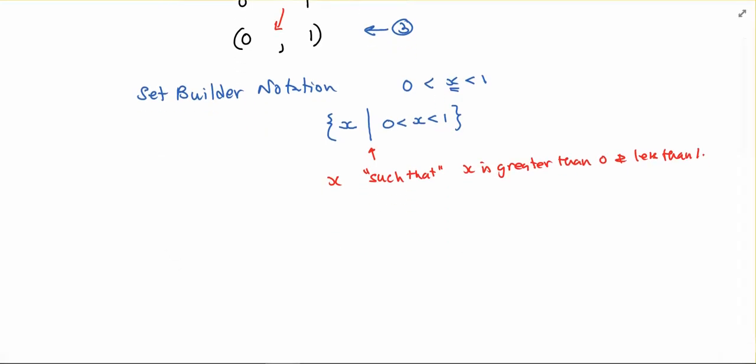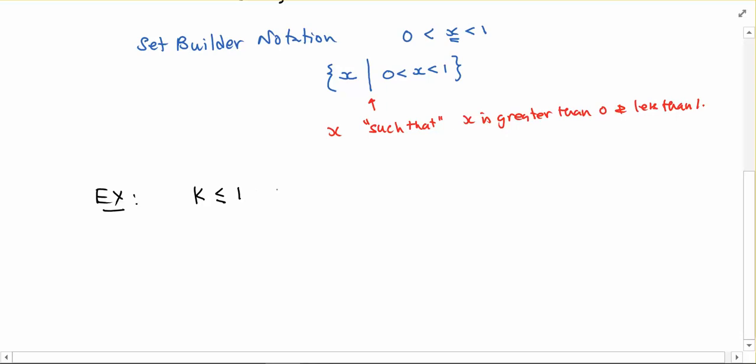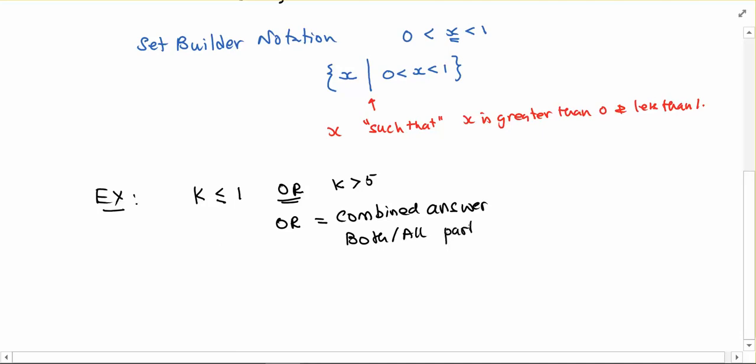Alright, let's take a look at "and" and "or" statements. So example: k less than or equal to 1 or k greater than 5. Now the word "or" means, and so you just have to learn this, the word "or" means combined answer. Combined answer. In other words, both parts. Both, or you could say all parts.